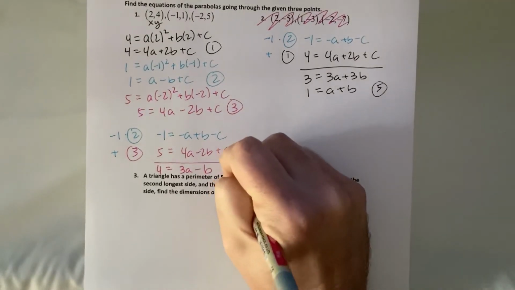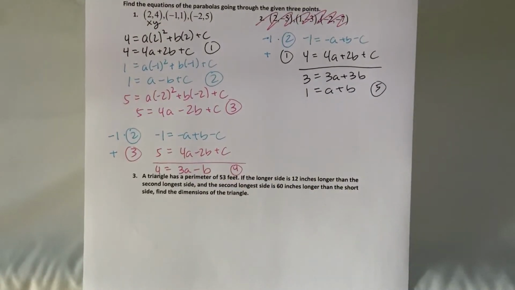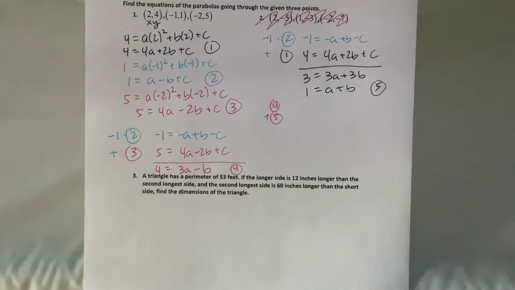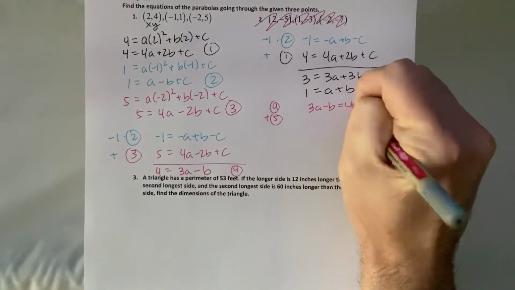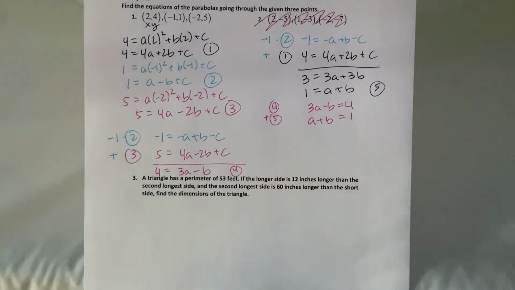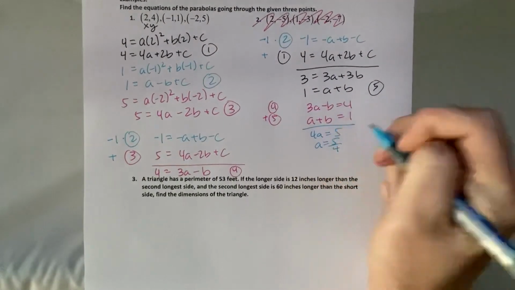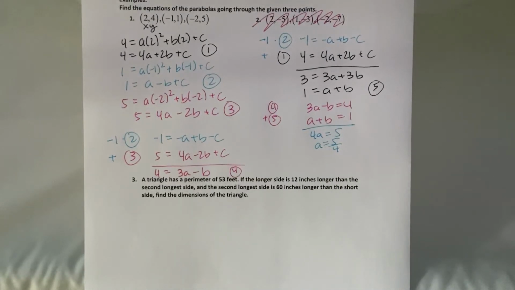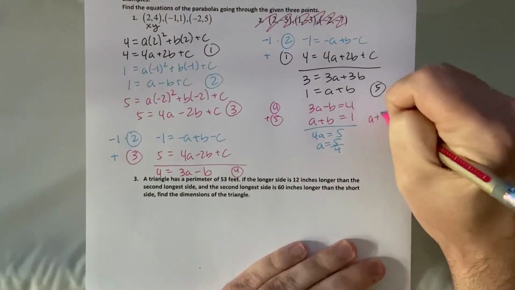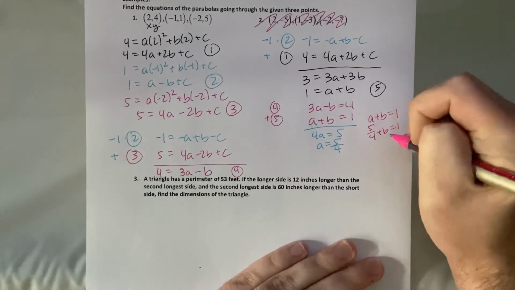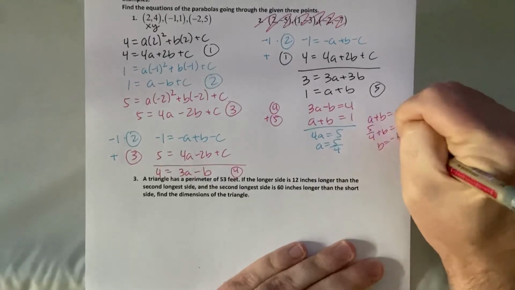Again, now that I'm down to 2 variables, I can combine these two. They add up just very nicely. 4 plus 5. So 3a minus b equals 4, and a plus b equals 1, which gives me 4a equals 5. So a is 5/4. And once I get that, I can plug it back in to get b. I know a plus b is 1. So 5/4 plus b is 1, so I have to subtract the 5/4. 1 minus 5/4, or 1 minus 1 1/4, is negative 1/4.